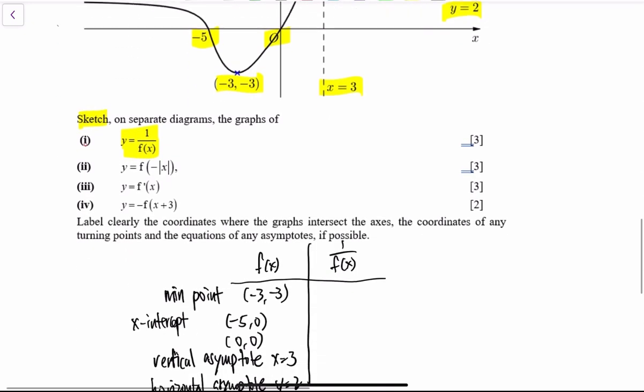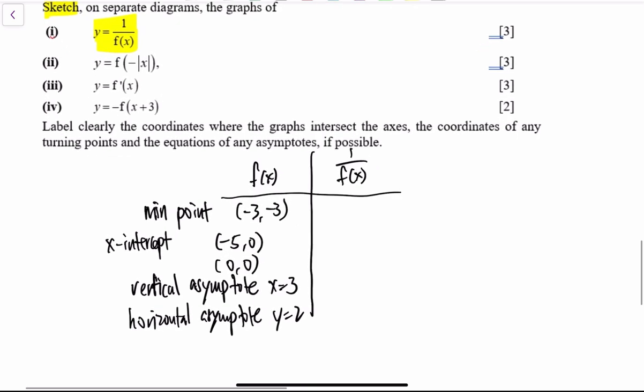Okay, so let's identify some of the key features of the graph. The minimum point originally is (-3, -3). The x-coordinate remains unchanged, and the y-coordinate will become -1/3. And from a minimum, it will become a maximum point.